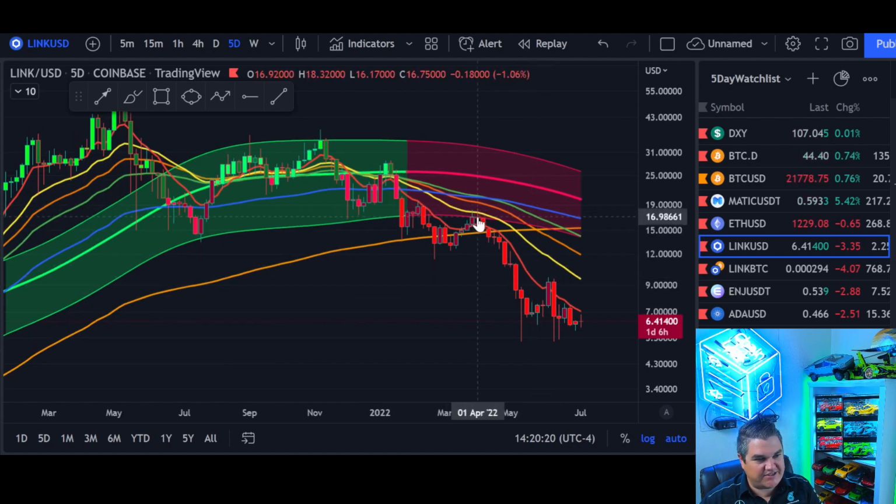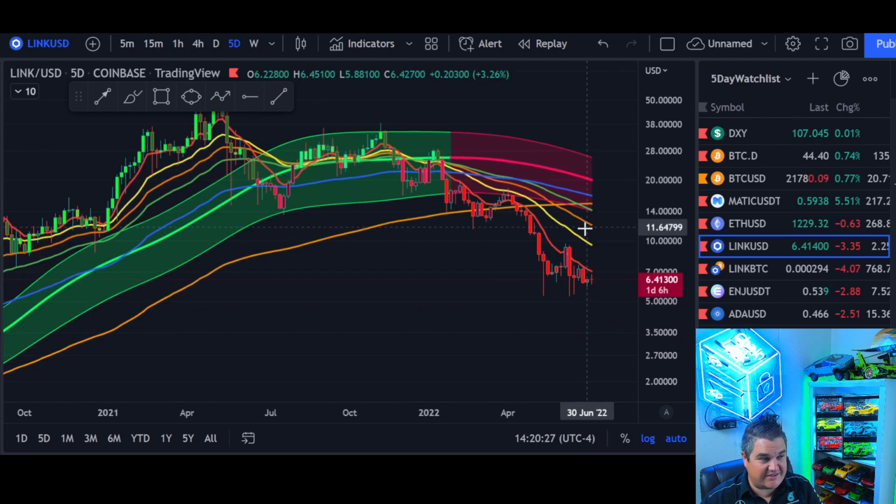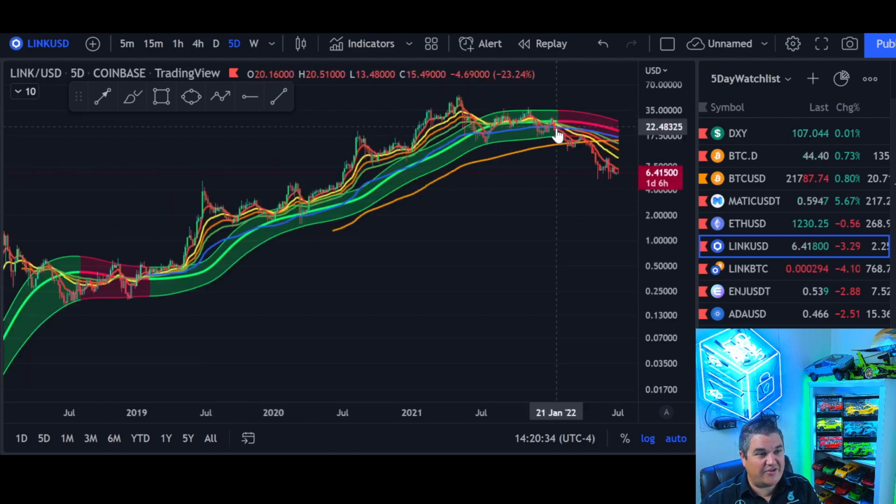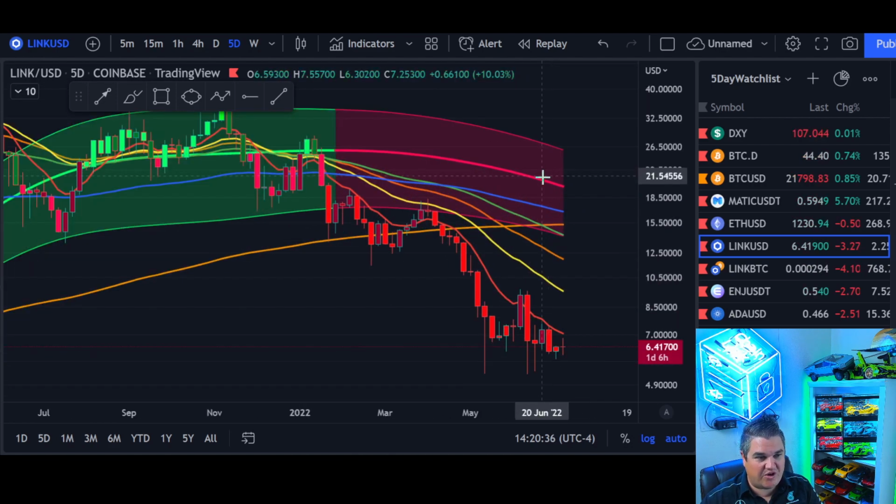As you can see, our rejection back on April 1st, and then we haven't touched it since against the US dollar. And this is the first time in Chainlink's history that, as you can see, we have been under the 5-day Gaussian. So we're in uncharted waters here.